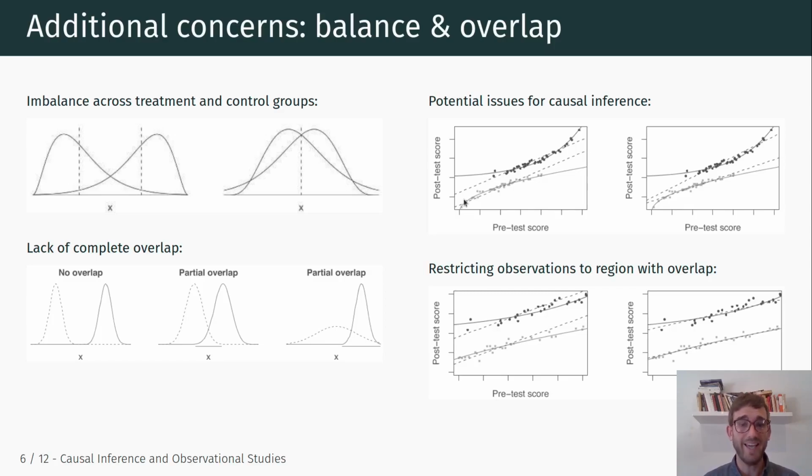Whether or not we have the correct model specification, of course, we cannot directly test from the data, right? So we're basically left with hoping that we have the correct model specification. Okay. Now, what we can do to solve this issue is we can restrict our observations to the region with overlap.